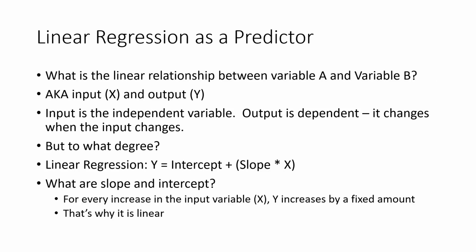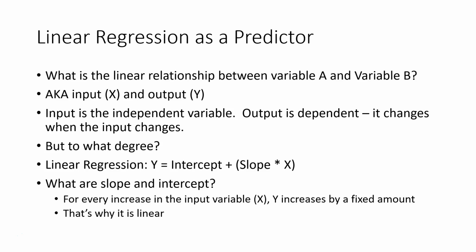Let's talk more about linear regression as a predictor. So what is the linear relationship between variable A and variable B? When we think linear, we think that when variable A increases or decreases, variable B has a very predictive behavior in relation to variable A. And that's why it's linear. We can pretty much say that given any amount of A, we can predict B because the linear relationship allows us to do that.